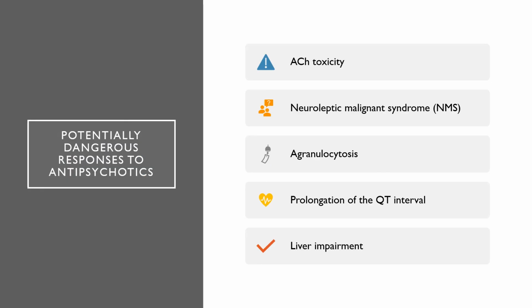Some potentially dangerous responses to our antipsychotics. We can talk about ACH toxicity. Again, that's a potentially life-threatening medical emergency. Neuroleptic malignant syndrome can occur with first or second generation antipsychotics, and it's severe muscle rigidity, dysphagia, hypertension, tachycardia, and diaphoresis. Management for that's going to be fluid balance, and then temperature reduction.